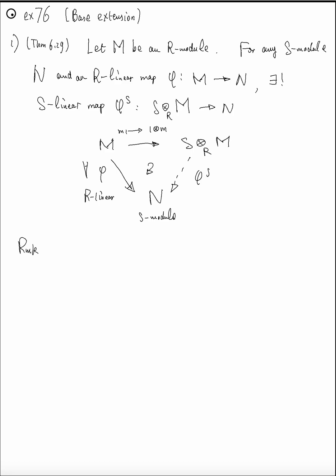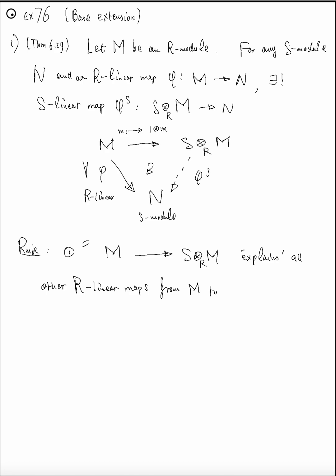In other words, as Kinsconar said, this particular R linear map from M to an S module explains all other R linear maps from M to S modules. Let's prove it. First, prove the uniqueness and then the existence.